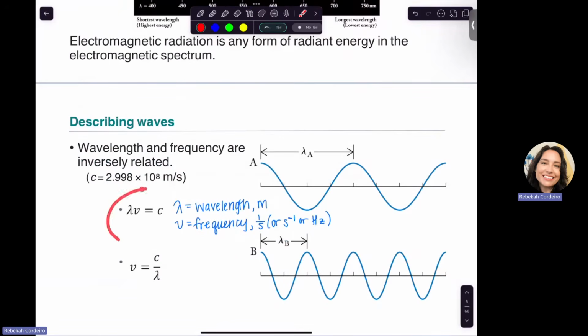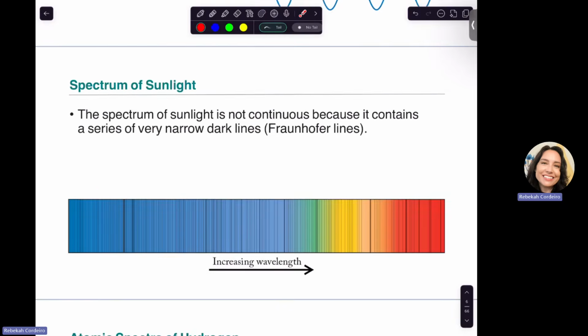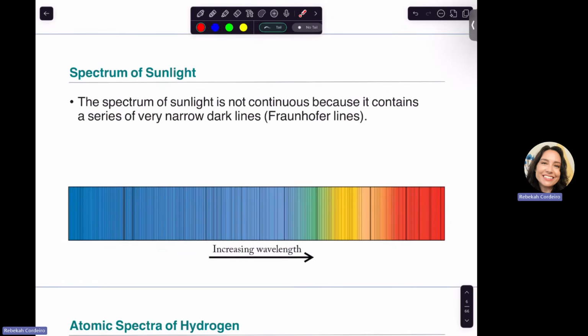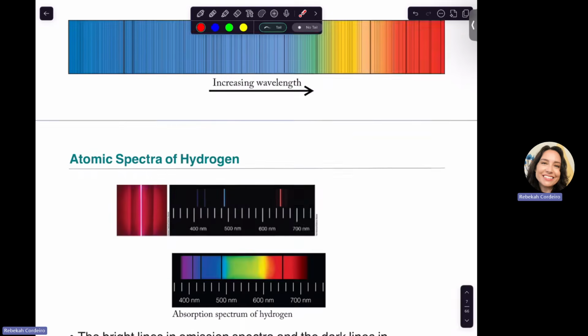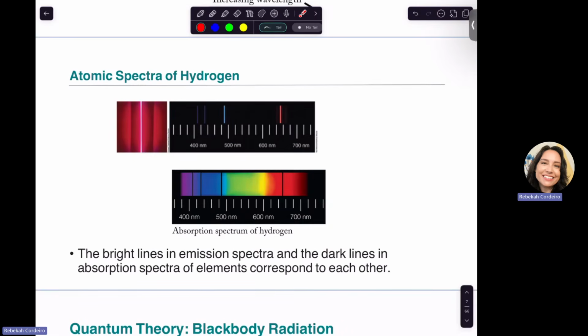So we're gonna use this formula. Make sure that you're just familiar with, like, hey, if I plug something in here, how do I rearrange this formula algebraically? Sunlight is not continuous. There are these lines at which we don't have light. You don't need to really worry about knowing what they are. It's just an interesting thing your textbook decided to tell you.